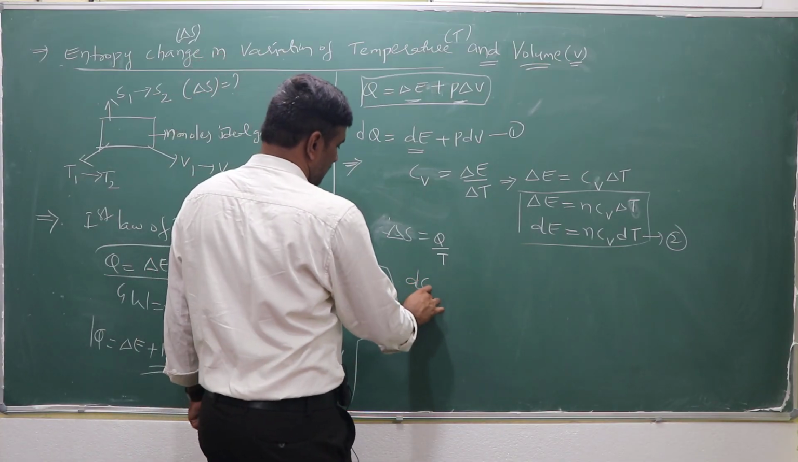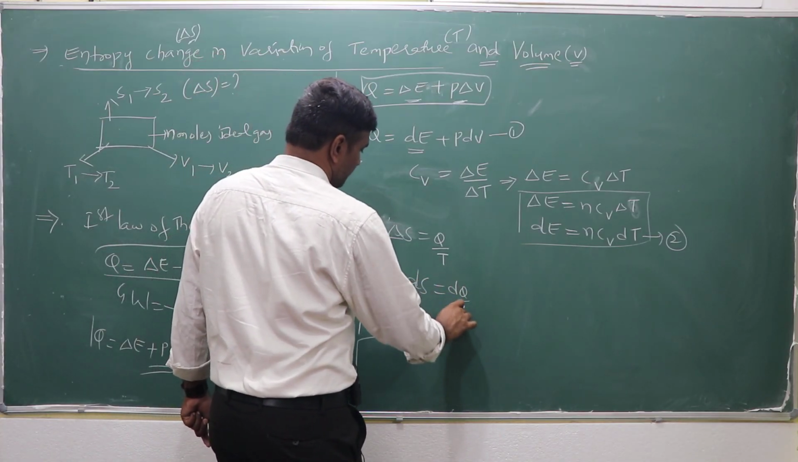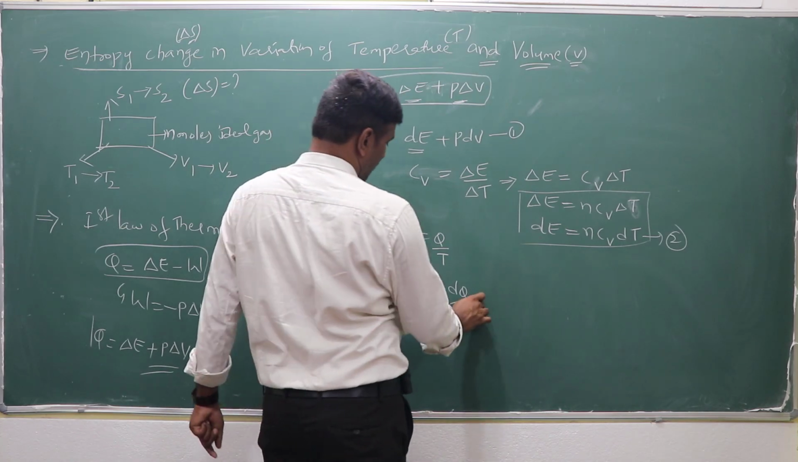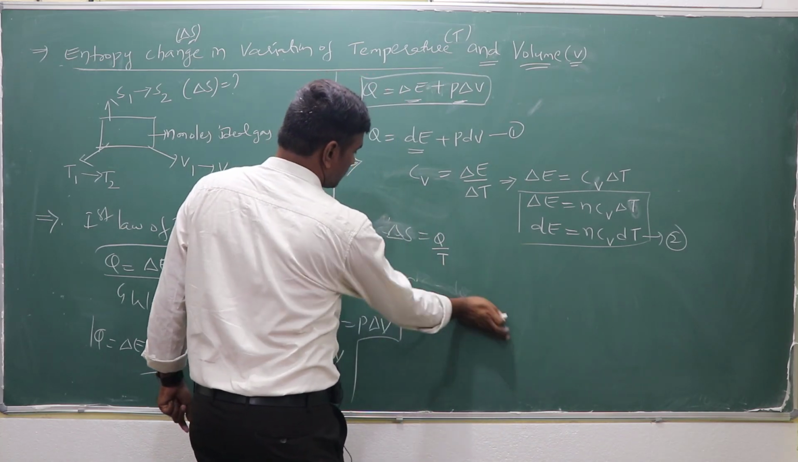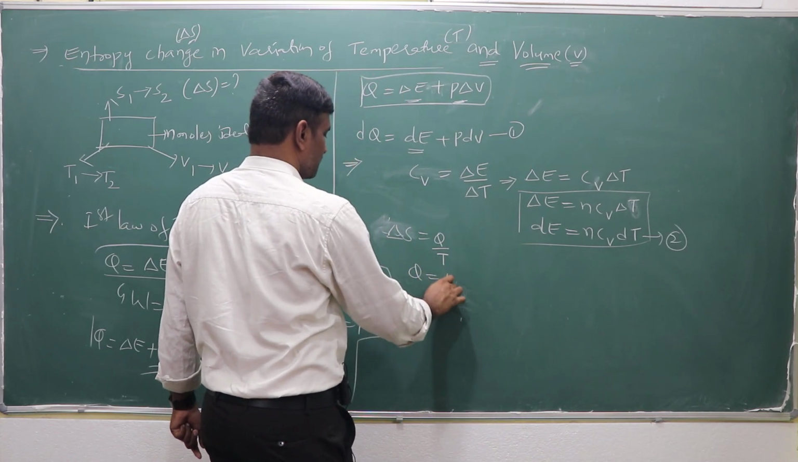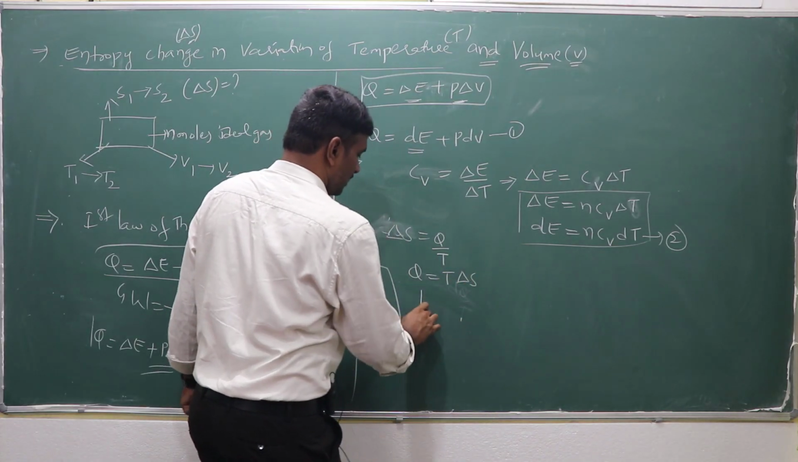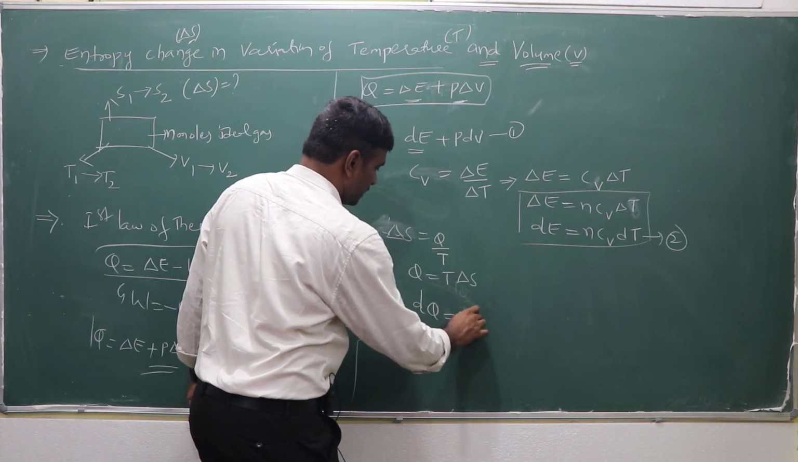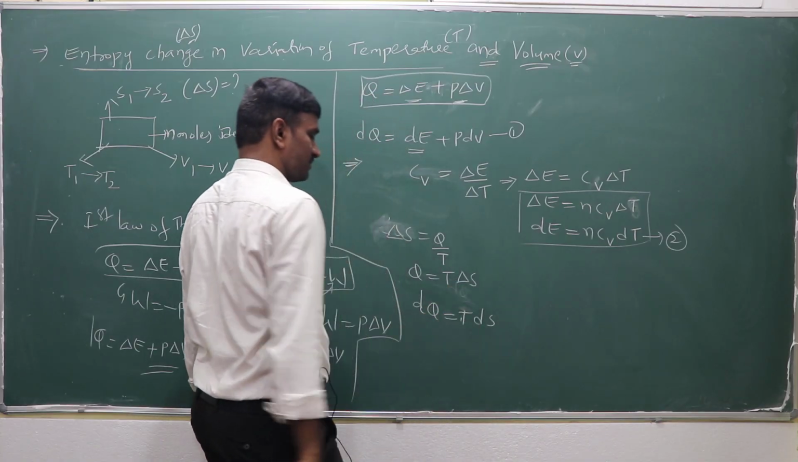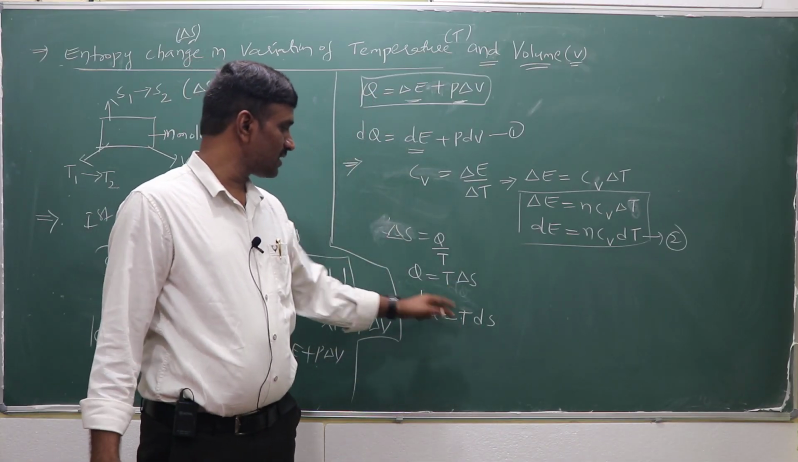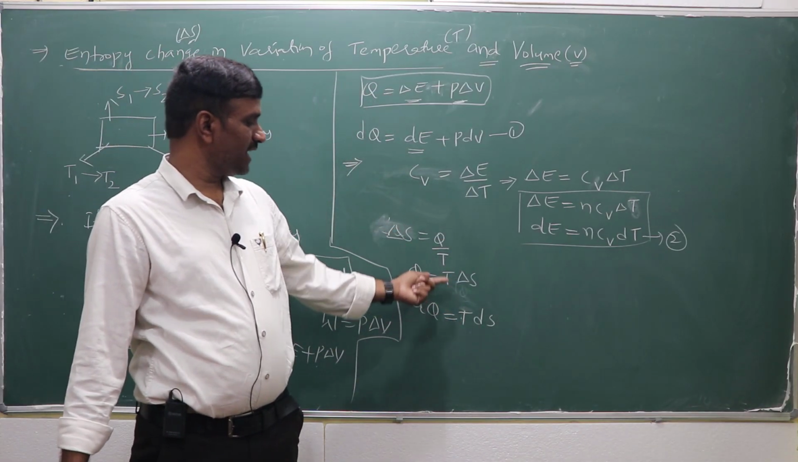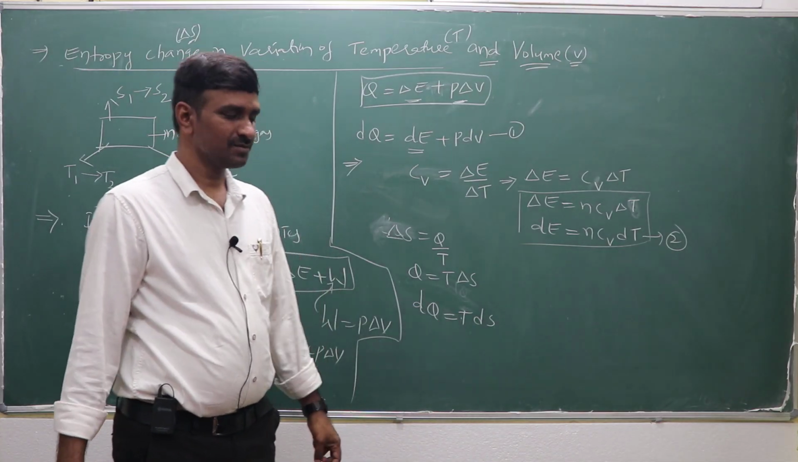And dS is equal to what? dQ by T. Or Q is equal to what? T delta S. On infinitely small changes, dQ is equal to TdS. I mentioned that dS is equal to dQ by T, so dQ is equal to TdS.